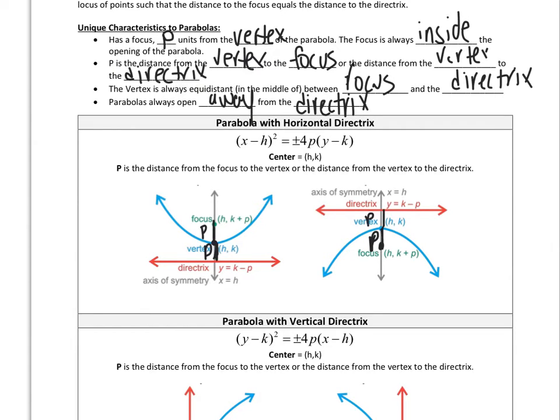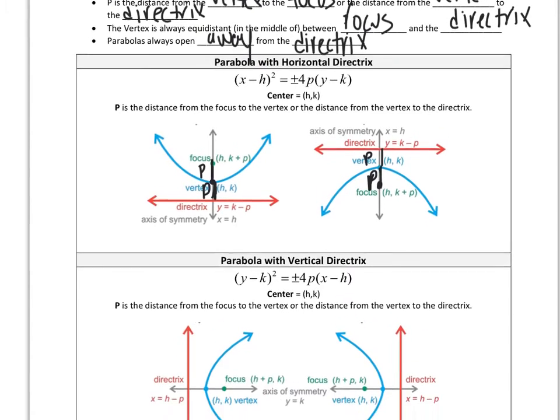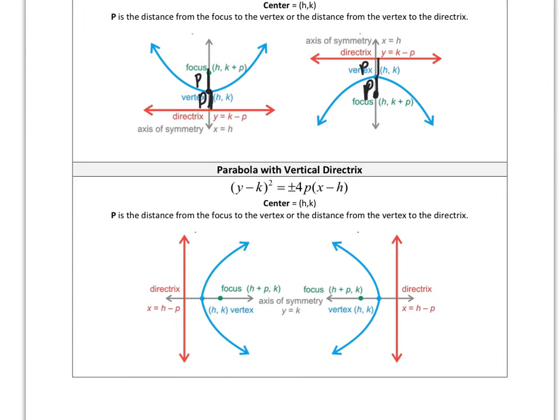So we have two scenarios. We could either have a parabola with a horizontal directrix, which are these two, or we could have a parabola with a vertical directrix, which are these two. Okay? Now, if I had this example here with a vertical directrix, our p-value is still the same distance from the vertex to the directrix as it is from the vertex to the focus. And from here to here is p, and from here to here is p.